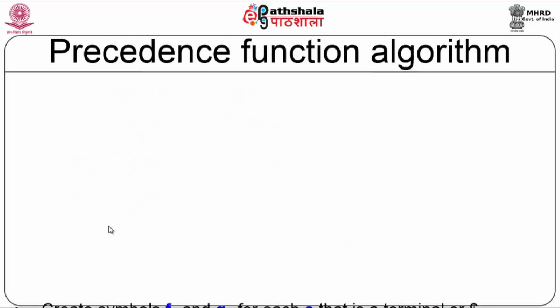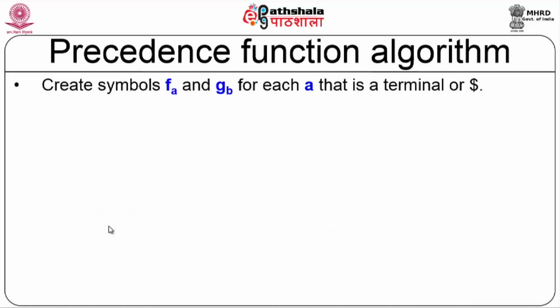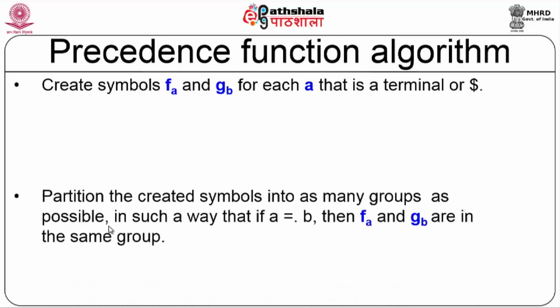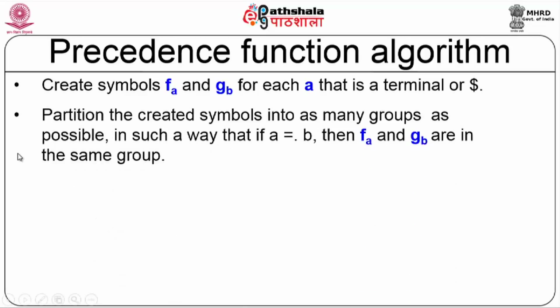Now, this is the algorithm. Create symbols fa and gb for each a that is a terminal or dollar. This is done even for dollar because dollar is going to be your end marker for the input. Partition the created symbols into as many groups as possible in such a way that if a is equal to b, then fa and gb are in the same group.